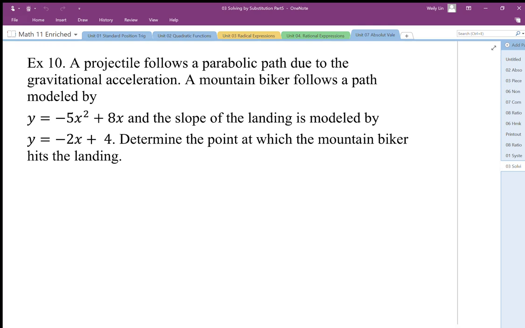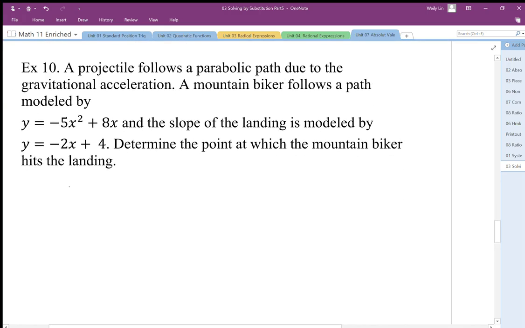A projectile is anything that's thrown through the air and falls with gravity. Projectiles follow a parabolic path due to this gravitational acceleration. So a mountain biker follows a path that's modeled by this parabola. I'm just going to sketch this out.